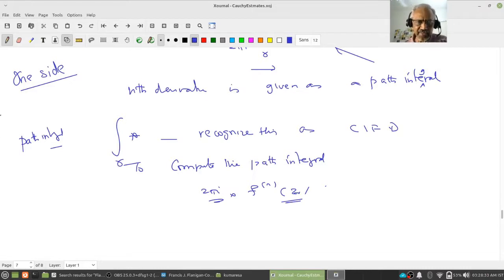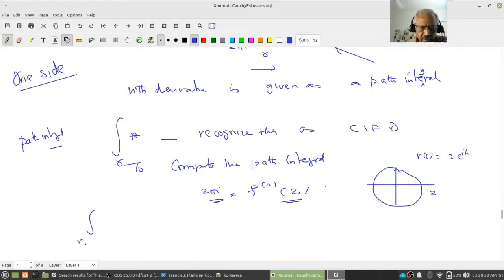I will start with a very trivial example. Let us say that I have a circle of radius 2, the standard gamma, 2 e power it. This is my gamma, and I want to find the integral of e power z by z squared dz.